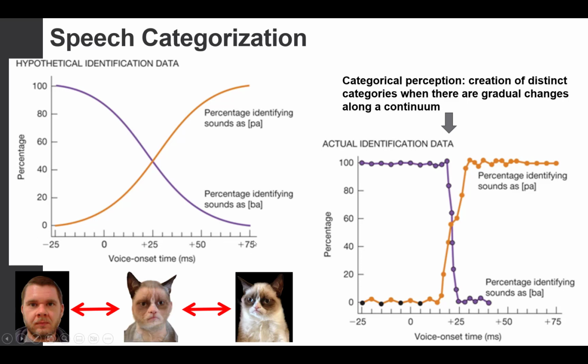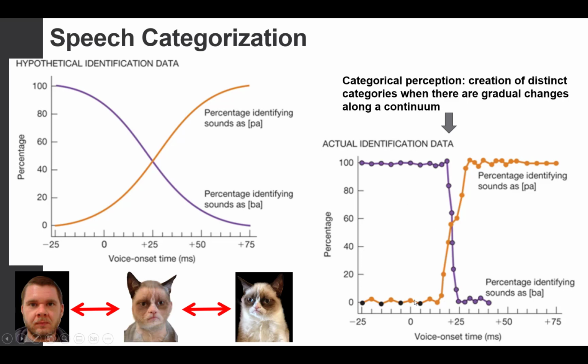Over on this side, it's going to be a pa sound. So we're just changing voice onset time in between ba and pa till we can see where that crossover is. So in what we actually find here, we see that if we present anything in this range of voice onset times, remember, the difference between the lips and the vocal cords being activated, if we present any voice onset times within this category, 100% of the time, people are going to say that that sound is a ba, right?